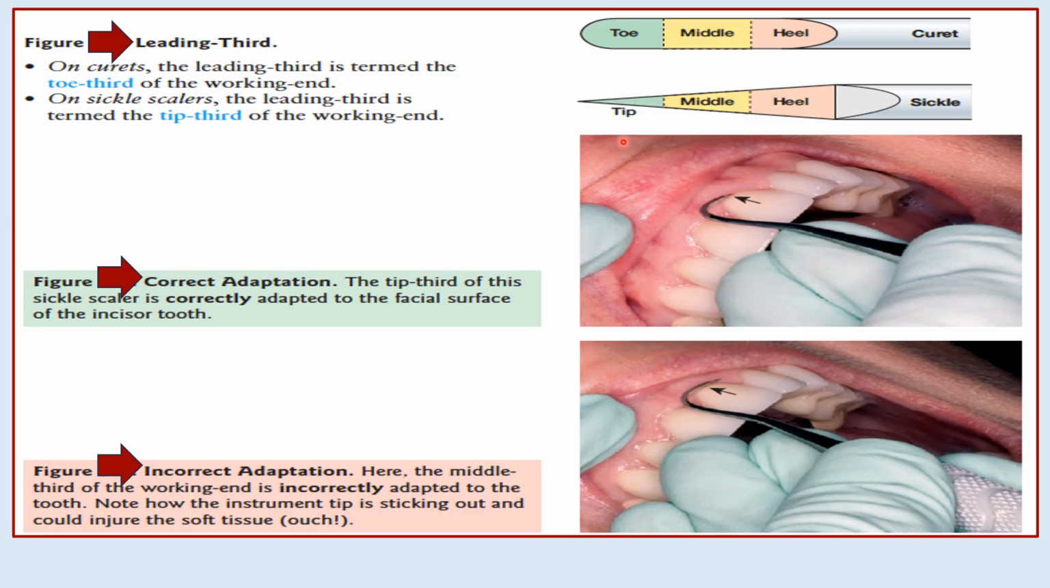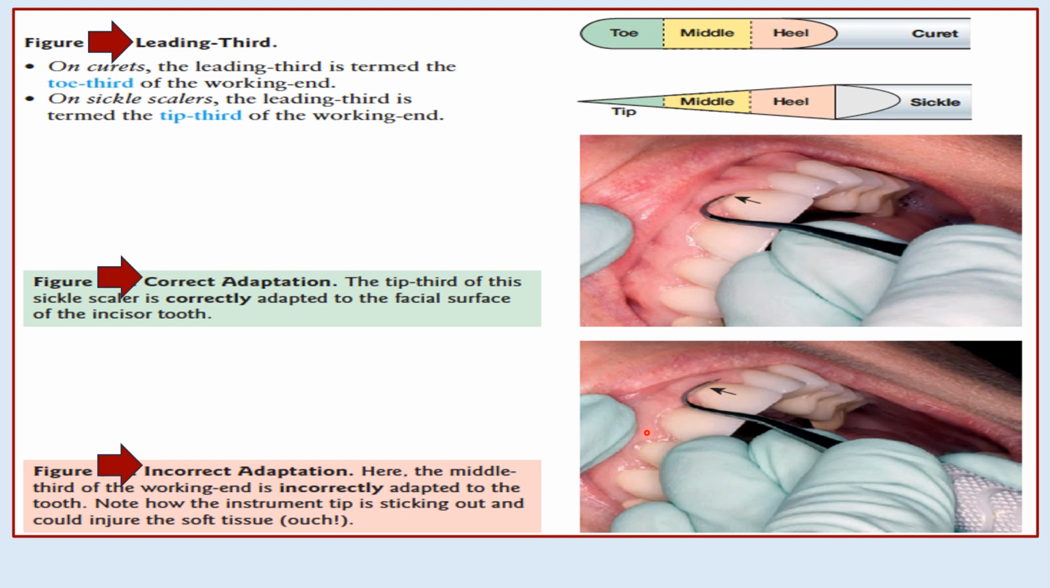Let's look at the diagram. In the first diagram, the leading third of a curette is termed as toe, whereas the leading third in case of sickle scaler is termed as tip. Coming to the second diagram, which shows a correct adaptation of a sickle scaler, in which the tip third of the sickle scaler is correctly adapted to the facial surface of the incisor tooth.